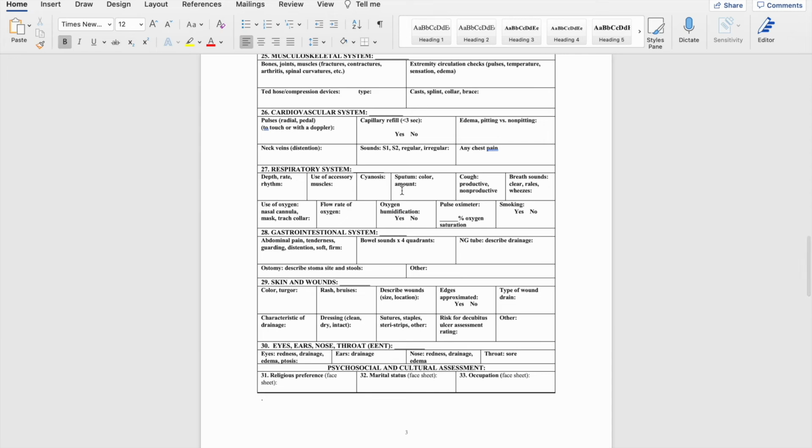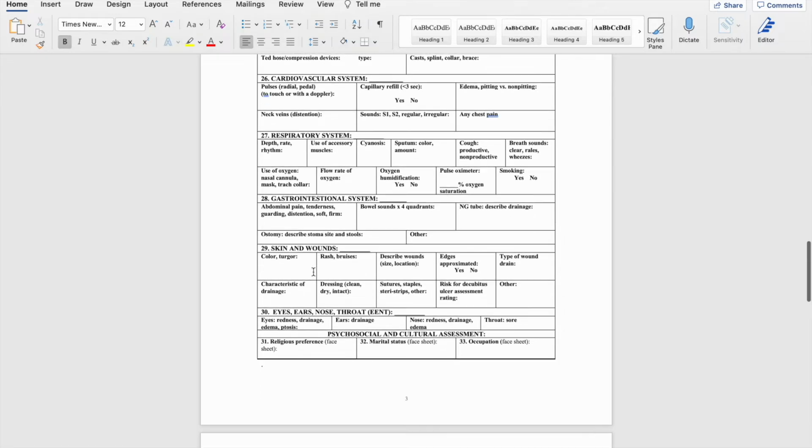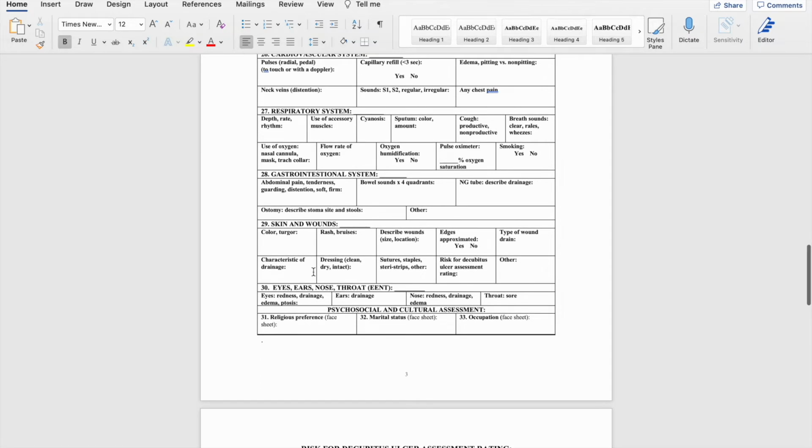And the GI system, you're auscultating for bowel sounds, you're observing if their abdomen is distended or bloated. And if they have an ostomy, you're describing their stools. You also have their skin and wounds. Assessing their skin is very crucial because skin, as we know, is their first line of defense. And if it gets penetrated, it may lead to other complications.